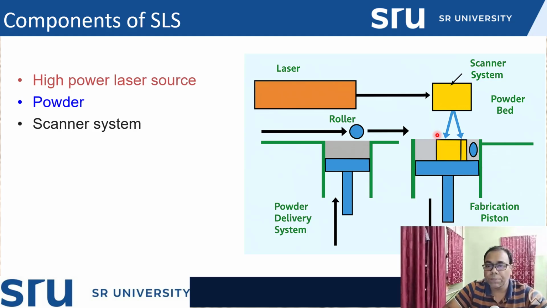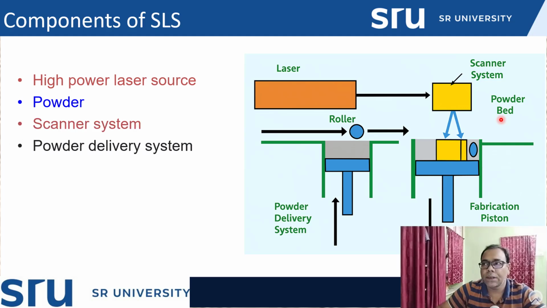Similarly, we require the powder; for making the component, different types of powder material can be used. Similarly, this is the scanning system, used for the scanning purpose. Sometimes slow scanning is required, sometimes higher scanning may be required. Similarly, sometimes we require a certain kind of energy, so those parameters can be controlled. Similarly, we require the powder delivery system, which we have already discussed.